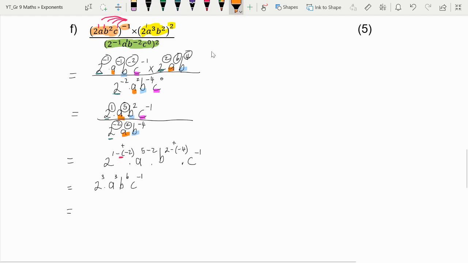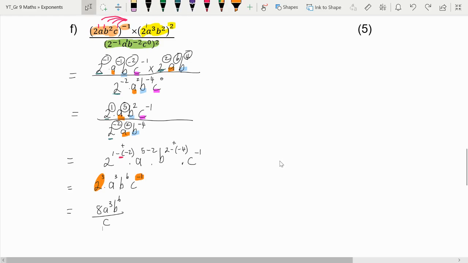One more step. We can evaluate that because we actually know what that is, and we don't want a negative exponent there. 2 to the power of 3 will be 8. And to get a negative exponent, we will just flip it, and that becomes a positive 1, which we don't actually have to write. And finally, we are done.